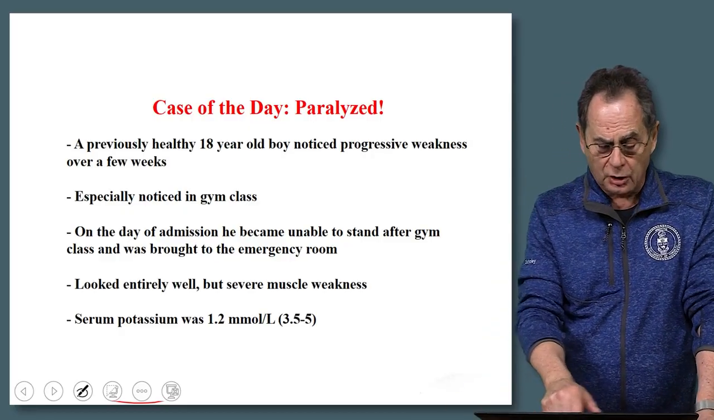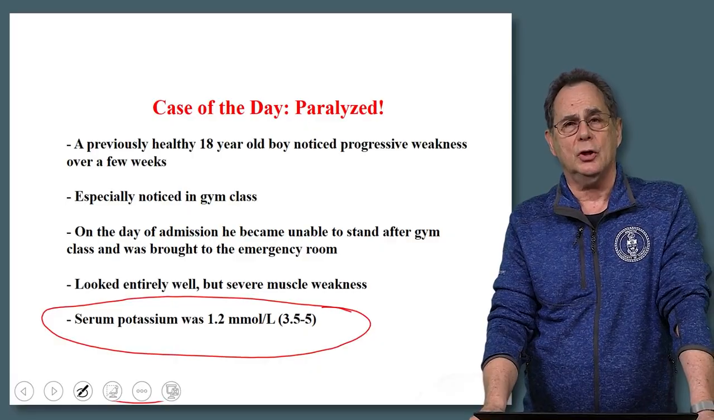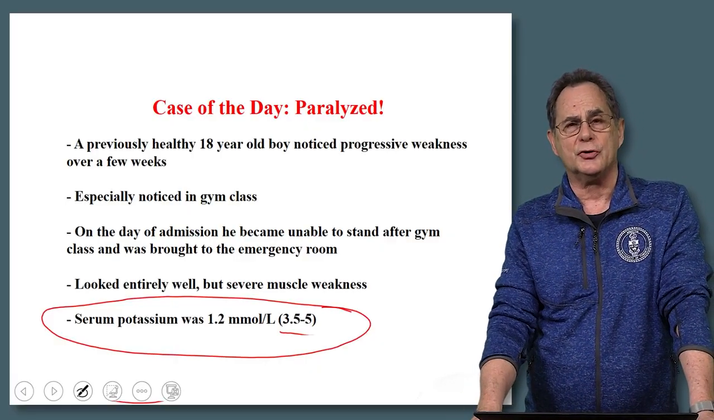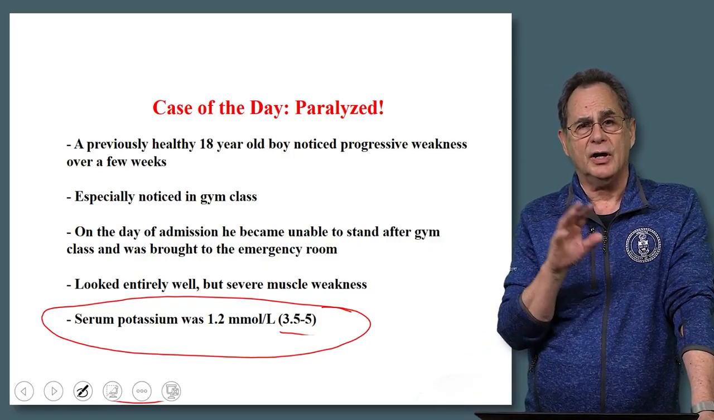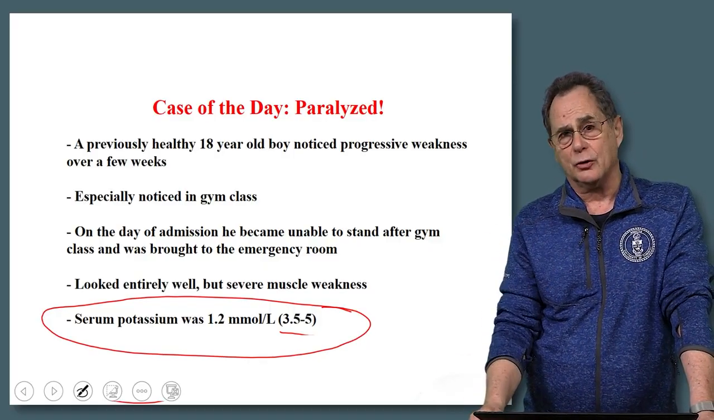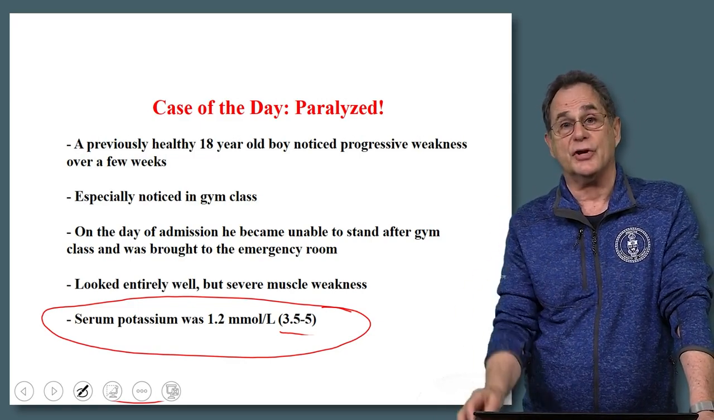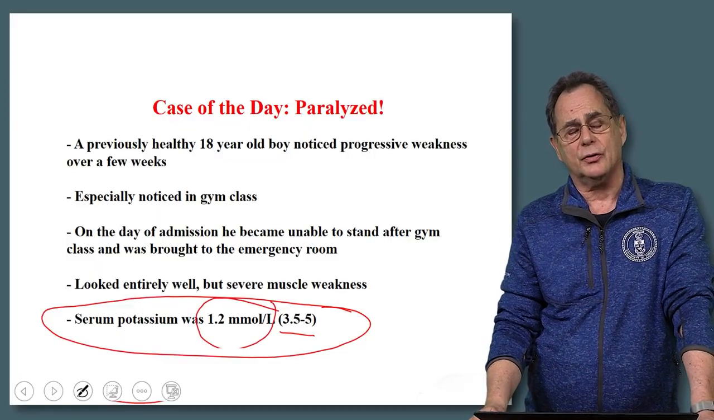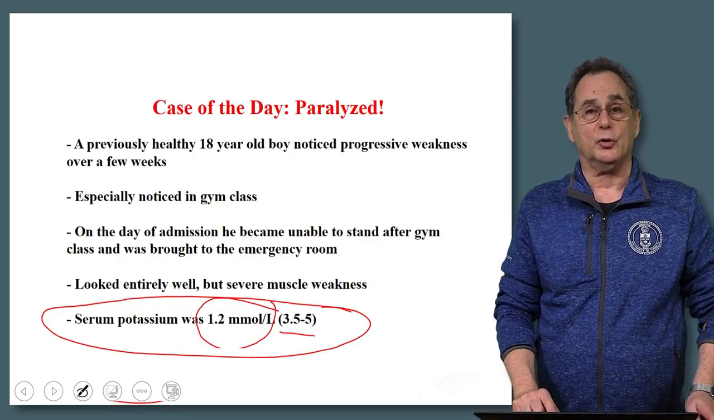And what was remarkable was that his serum potassium concentration was profoundly low. The normal serum potassium concentration in you and I ranges between 3.5 and 5 millimoles per liter in the extracellular space, of course, much higher intracellularly. And the extracellular fluid concentration of potassium was only 1.2 millimoles per liter.